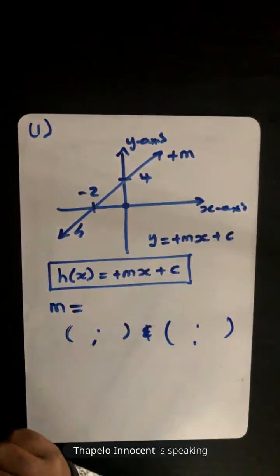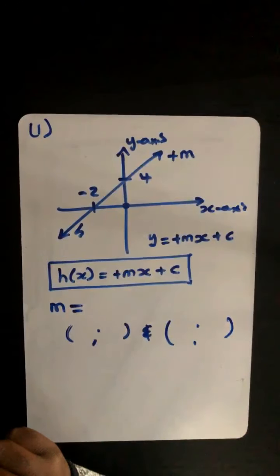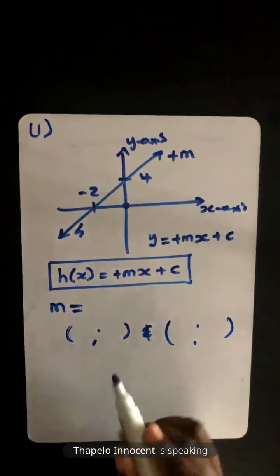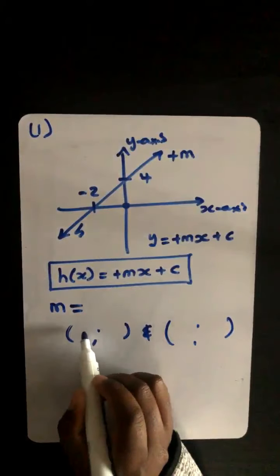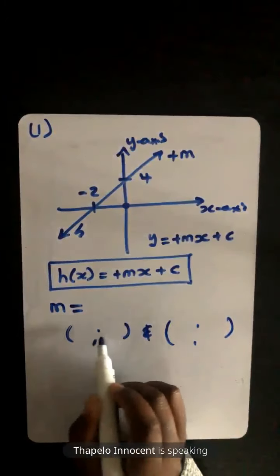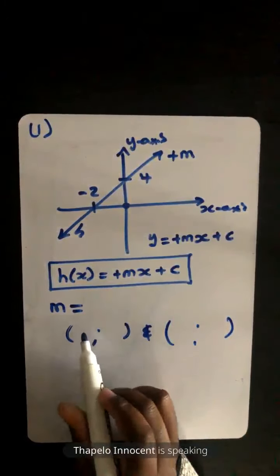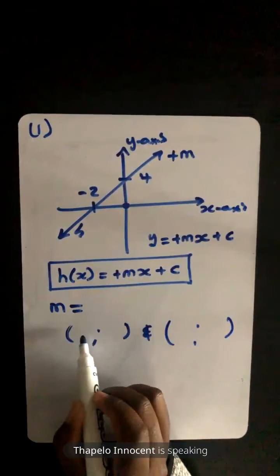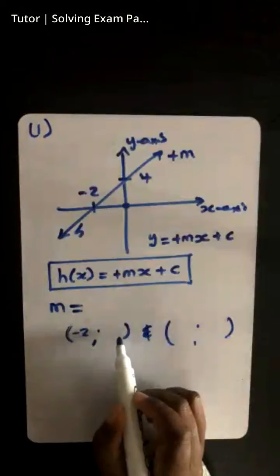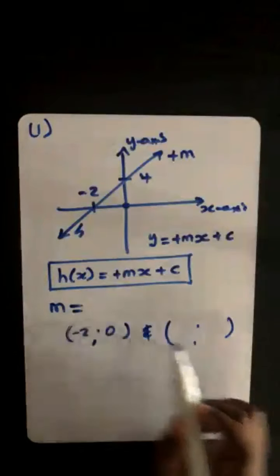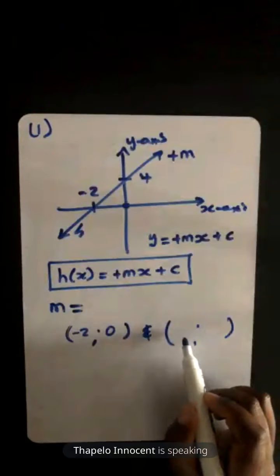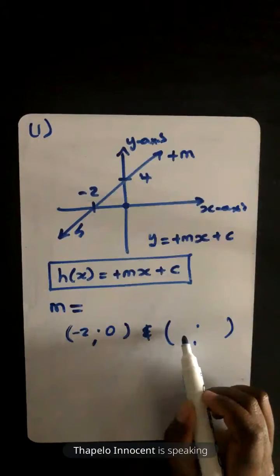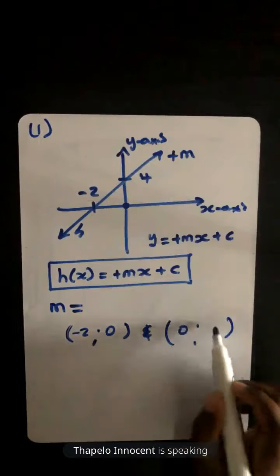So you're writing at two separate points. The first point is -2, 0. The second point is 0 and 4. So I hope that makes sense to everyone.